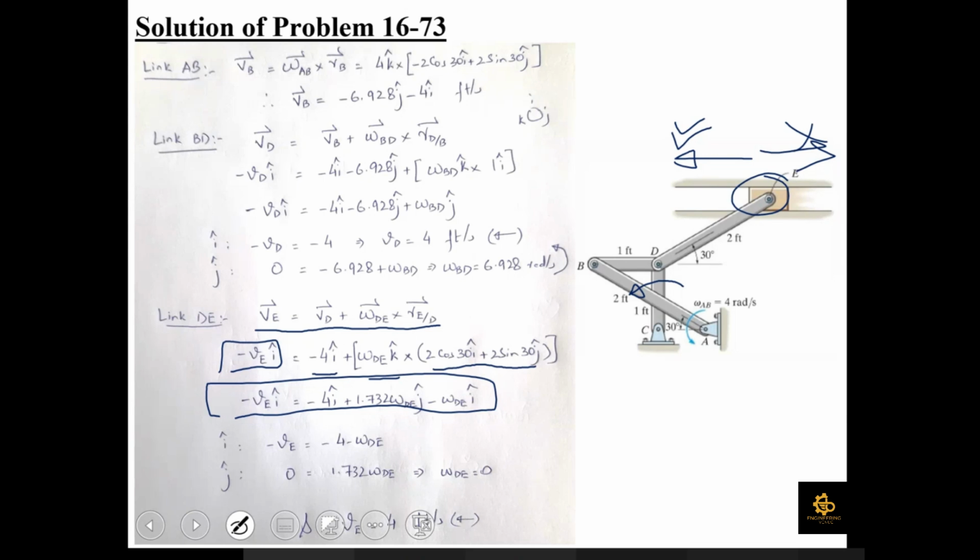Now once you compare the i and j coefficients, the i coefficient on the left side is minus VE, and on the right side it is -4 minus omega DE. Similarly, the j coefficient is 0 on the left and 1.732 omega DE on the right. So solving these two equations would give you the value of VE equal to 4 feet per second towards the left. This is how you determine the velocity of this piston E at the instant shown. Is it clear to all of you? Yes, sir. Any question relevant to this problem?